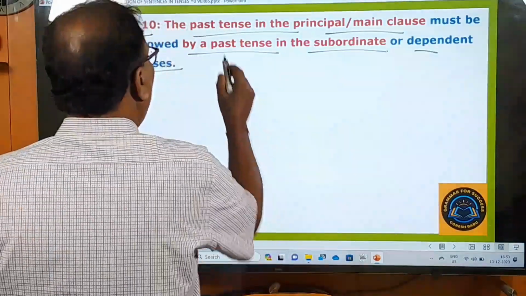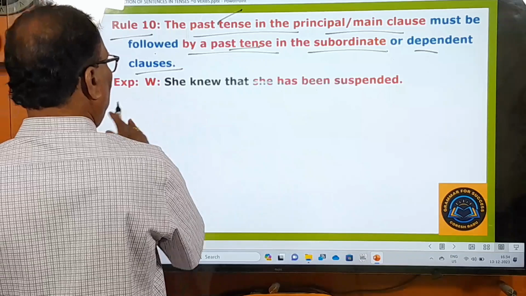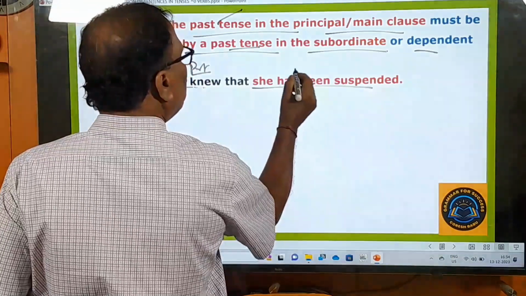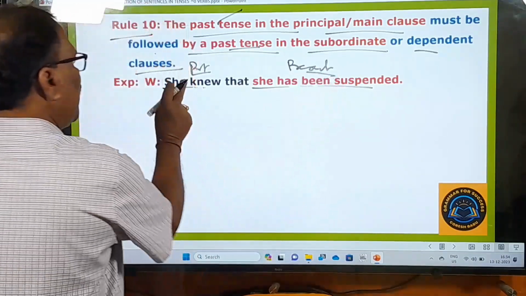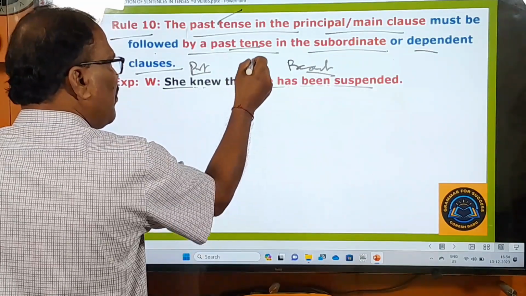That's only the rule. So here, two past tenses. How? Let me give you some example. She knew that it is in the past tense. She has been suspended. It is in the present tense. She knew is past tense. She has been suspended is present tense, and therefore this is wrong.